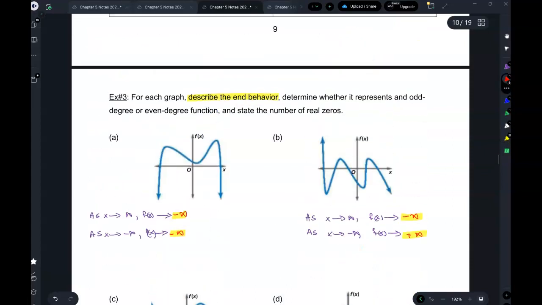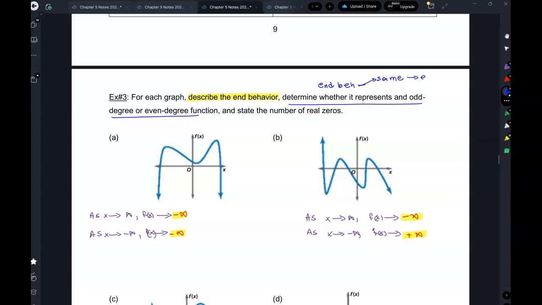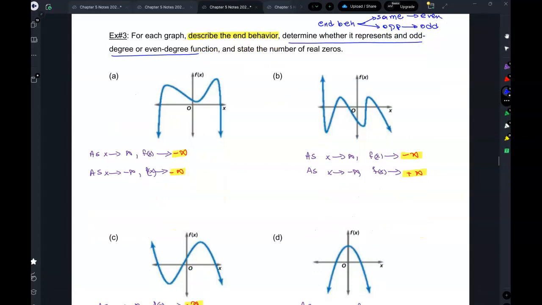Okay, so let's go to the next part. Determine whether it represents an odd degree or an even degree. This says, is the highest exponent of this an odd number, 3, 5, 7, or an even number, 2, 4, 6? Guess how you know. If the end behavior is the same, it's even. If it's opposite, it's odd. So take a look here. For both of them, I have negative, negative, right? Even.